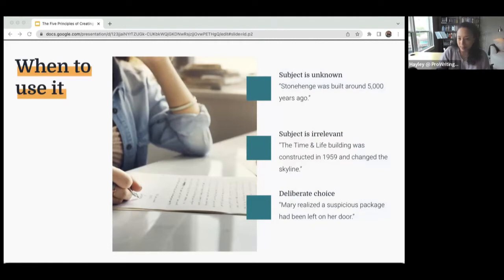So there's nobody to build it. We can't say aliens built Stonehenge because we don't know, right? So in this sentence, it makes sense to use passive voice because we don't know who built it.